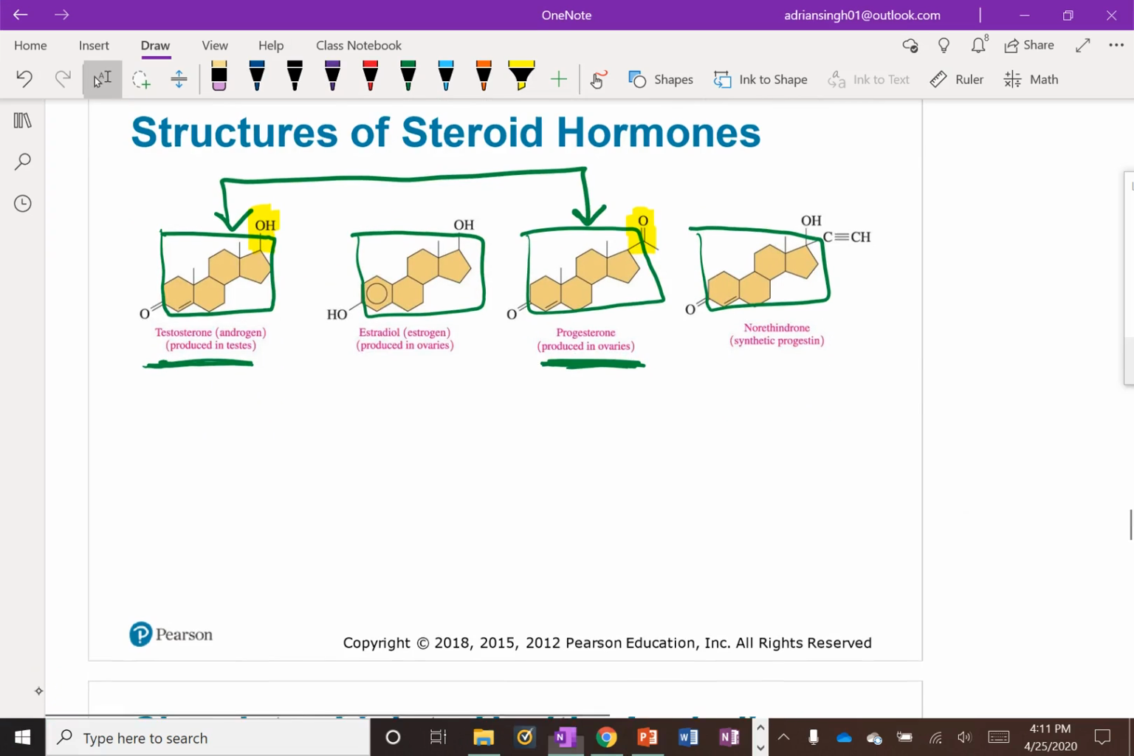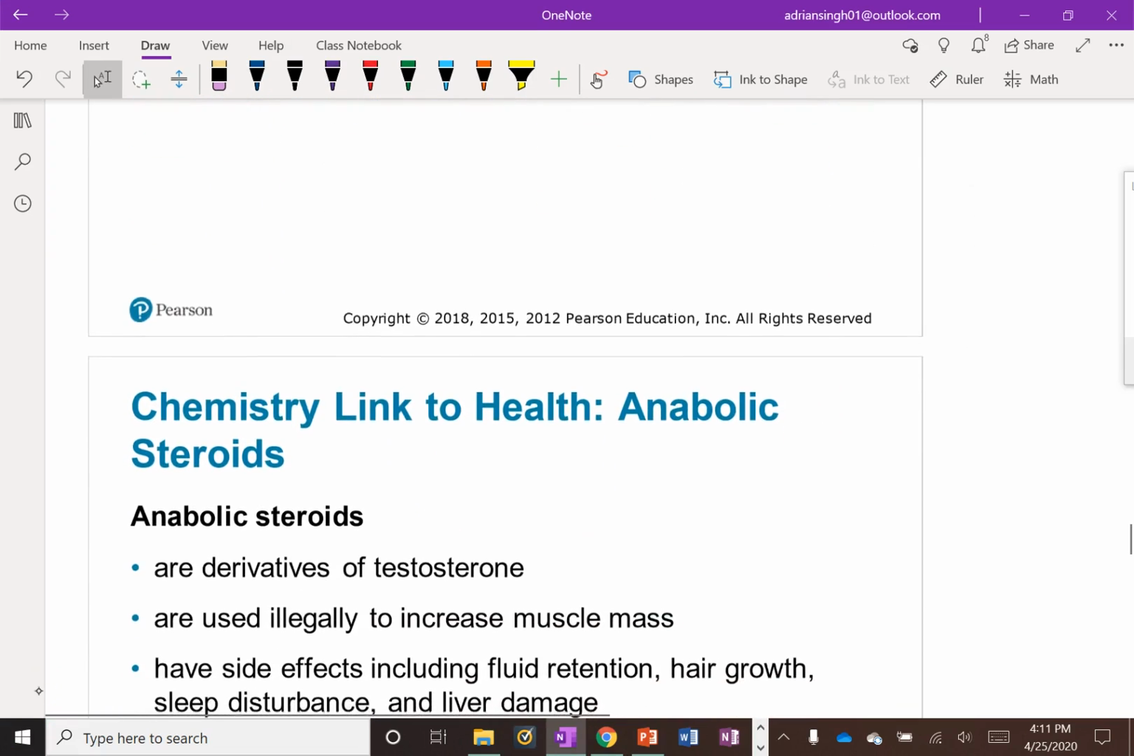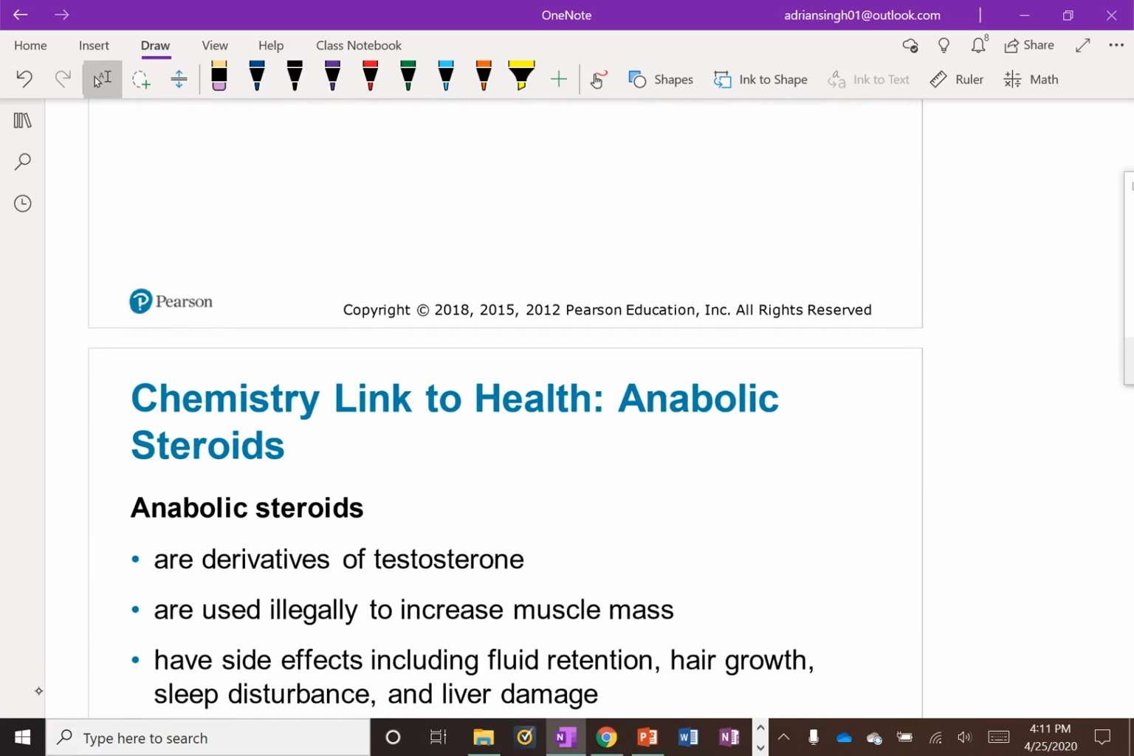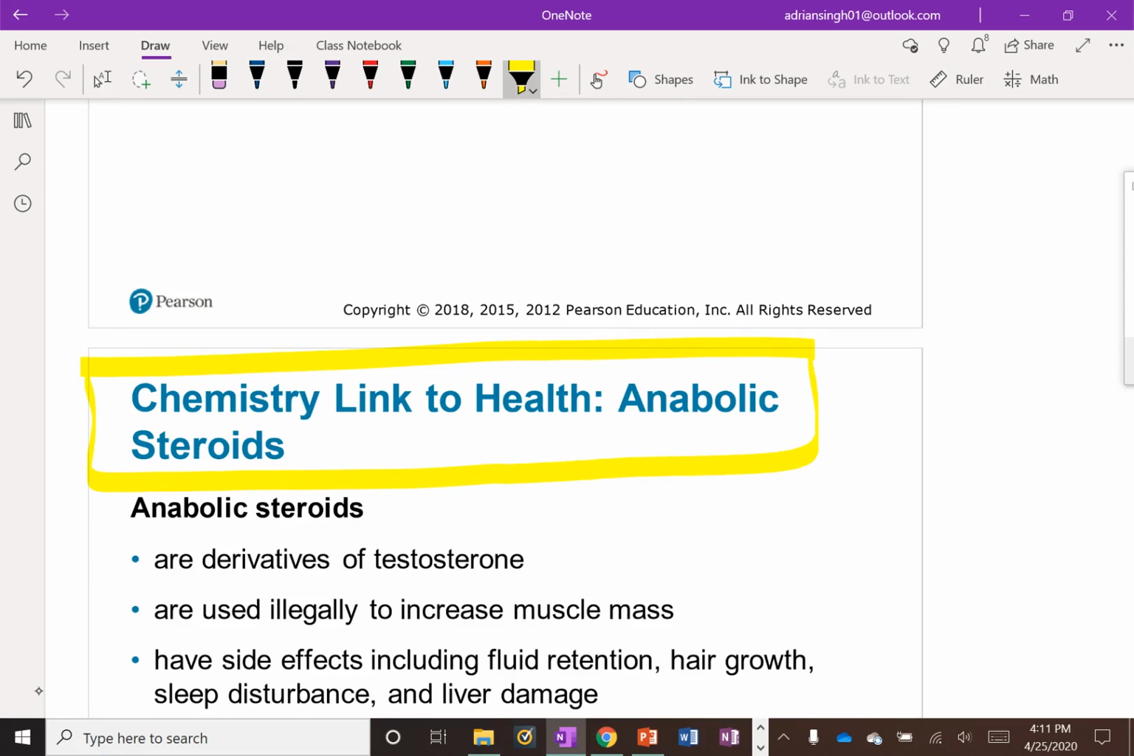So as you read through the remaining part of this subsection, I'm going to leave this up to you, where they talk about the chemistry linked to health. There's some really good information in there. It talks about anabolic steroids, etc. It shows you how you can apply some of what we learned in the immediately preceding section to some everyday occurrences. So take a look at that, and then we have one more section to talk about, which is the cell membranes.